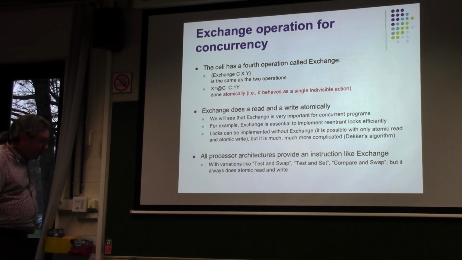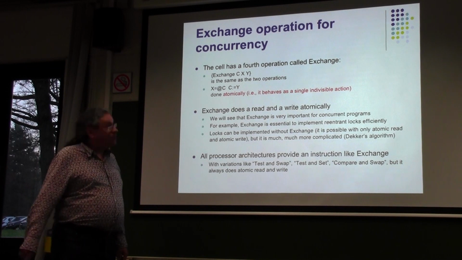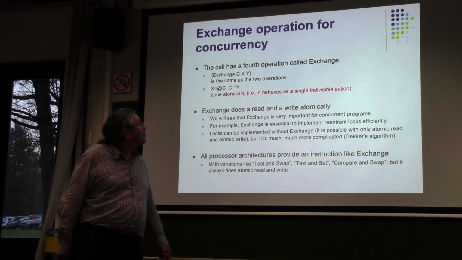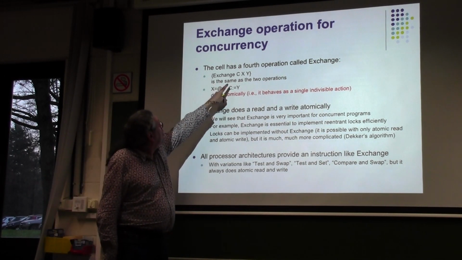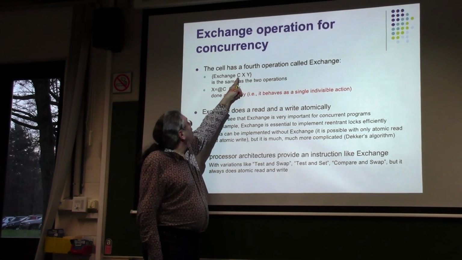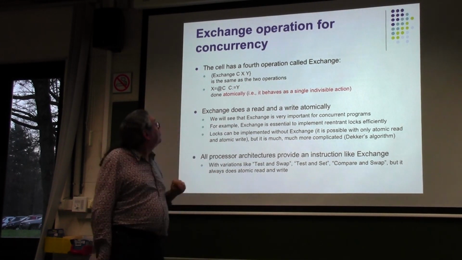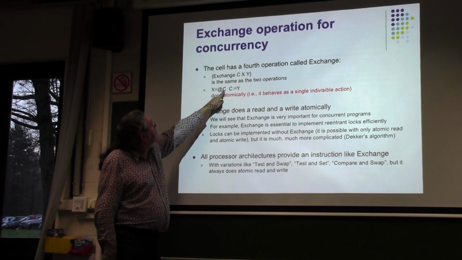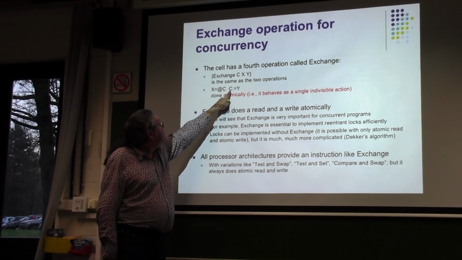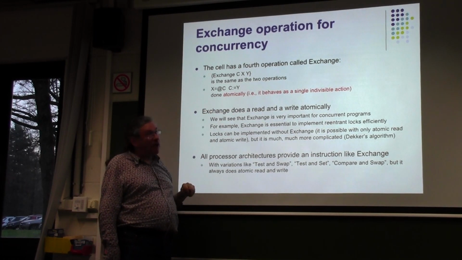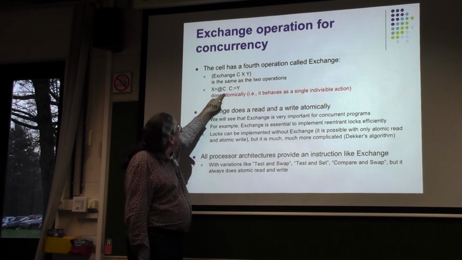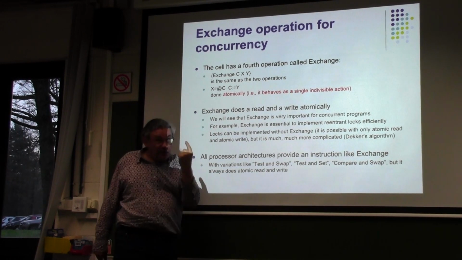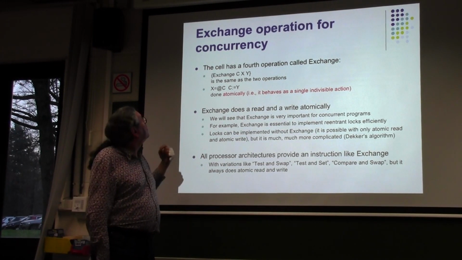There is a fourth operation called exchange, which we added especially for concurrency. It's an operation of 3 arguments, a cell and 2 variables. This exchange is the same as doing x gets the content of cell c, and c is bound to y after that. So these 2 operations are separate operations, but the exchange is a single operation that does 2 things.